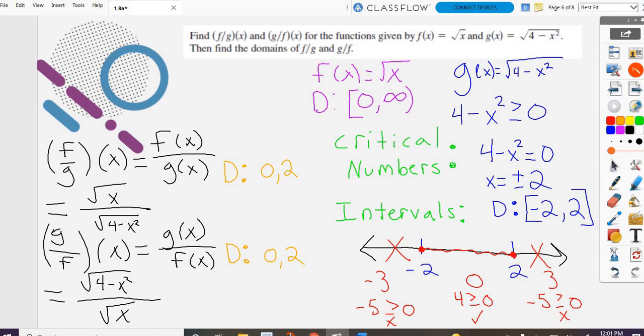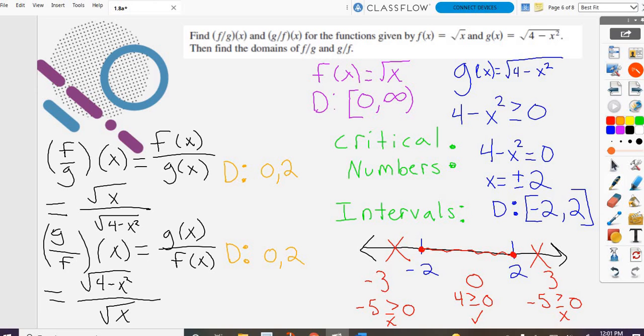However, remember there's one last thing we have to consider. Remember these are fractions. So what is my denominator not allowed to equal? g of x cannot equal 0. So here I have 4 minus x squared in my bottom. Like for the first problem, which one of these, 0 or 2, is going to make that 0?